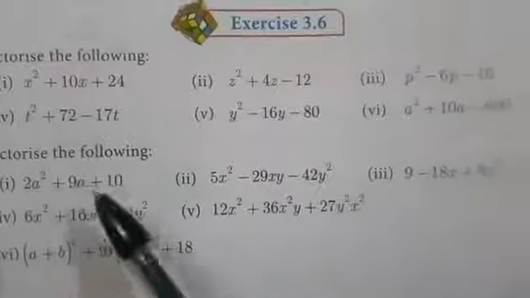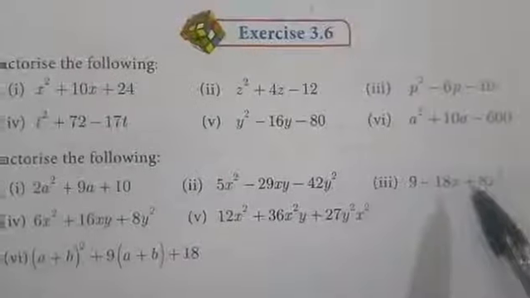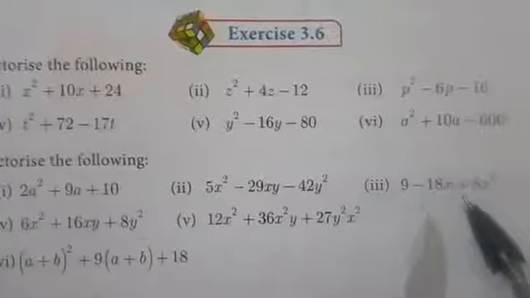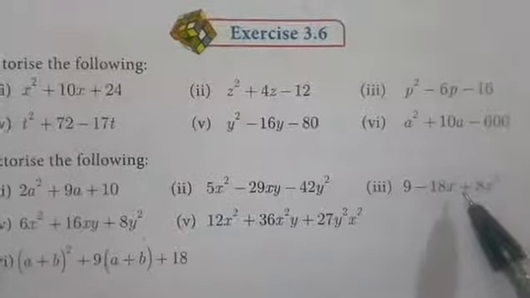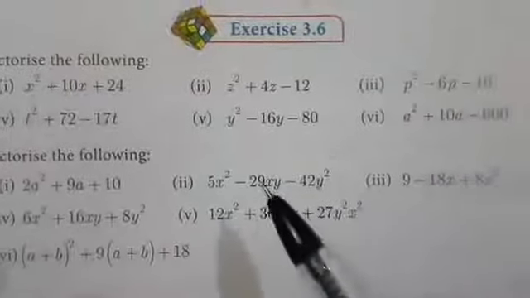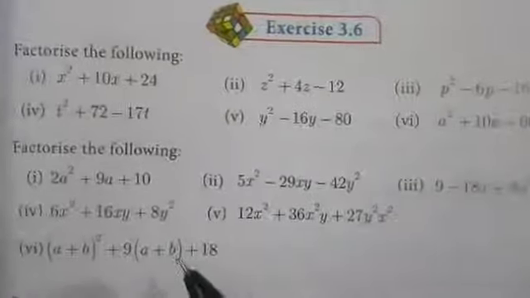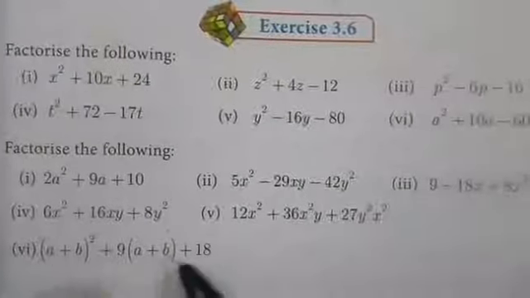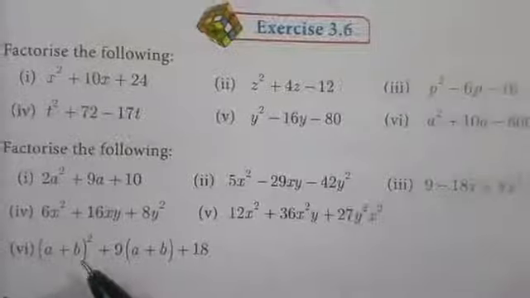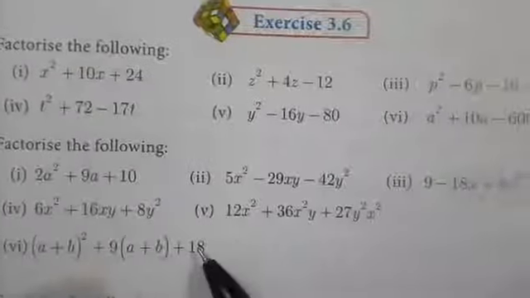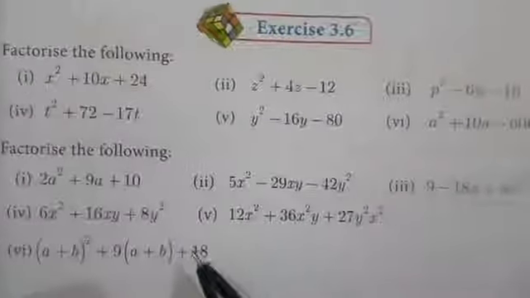The first problem and third problem use the same method, but the third problem is not in standard form. We convert it to standard form. Then the second, fourth and fifth use the same method. The sixth one is a different method. For this one we have to assume a plus b as some other variable, then rewrite it in the original format.